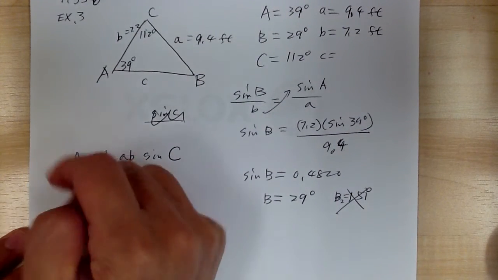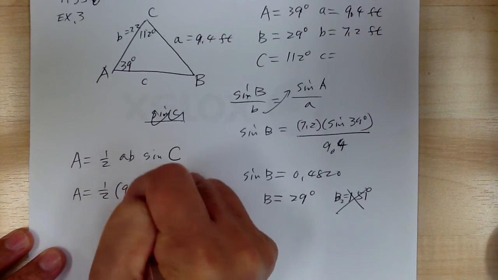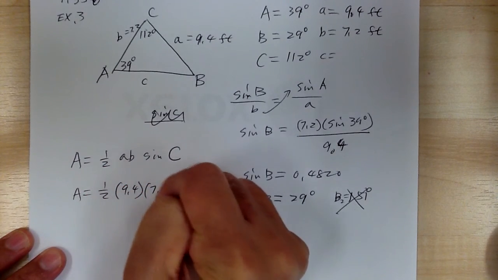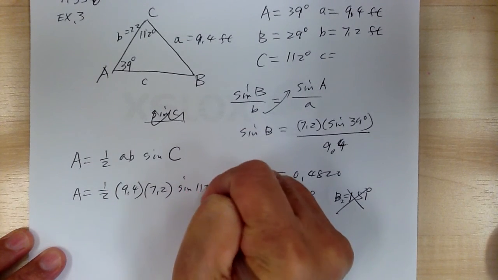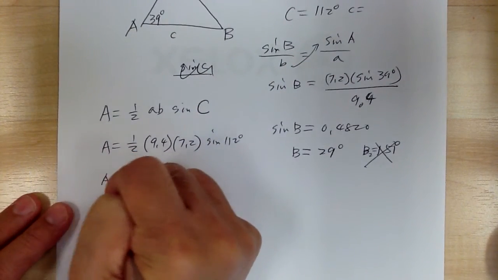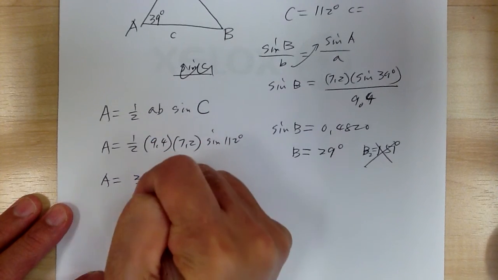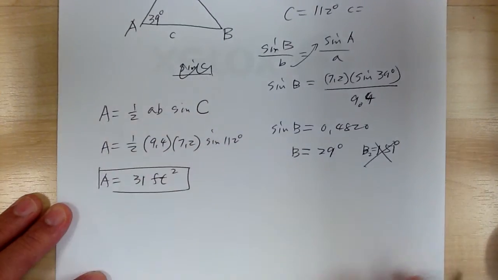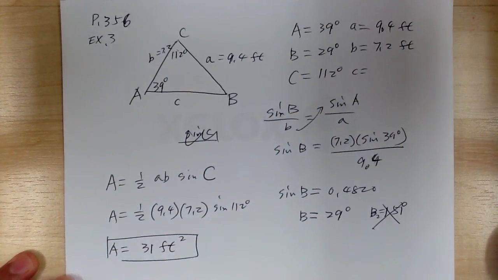Now you can substitute. Area equals 1/2 times A, which is 9.4, times B, which is 7.2, times sine of C, which is 112. Punching in all the numbers, you get 31 feet squared. Okay, and that's it. Now let's go and do some practice.